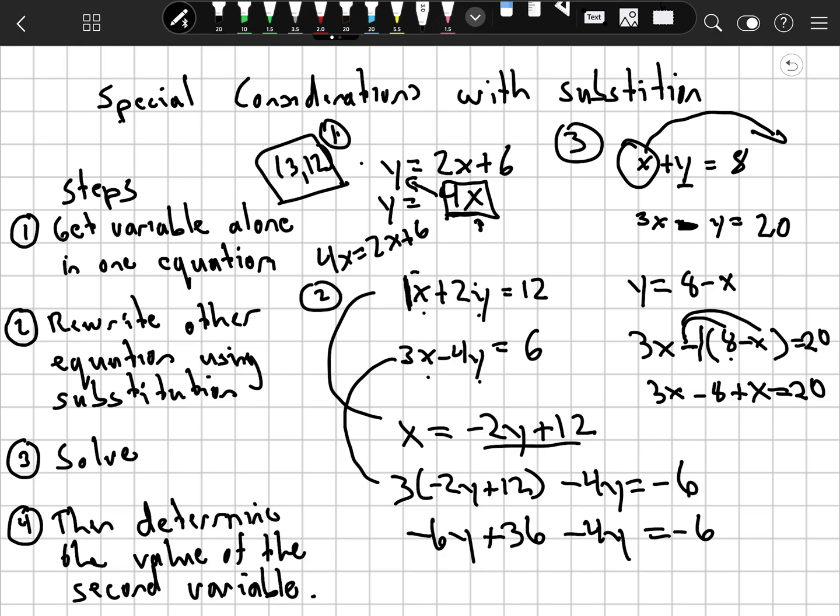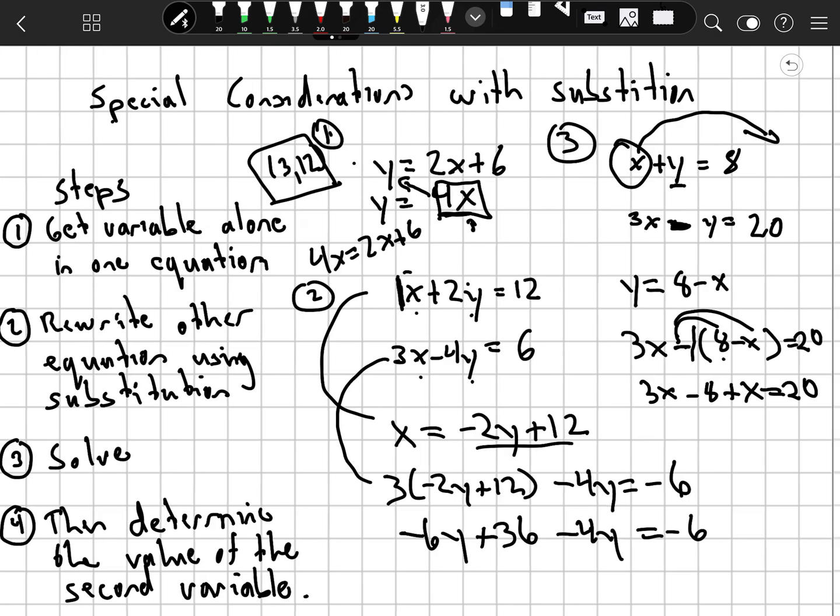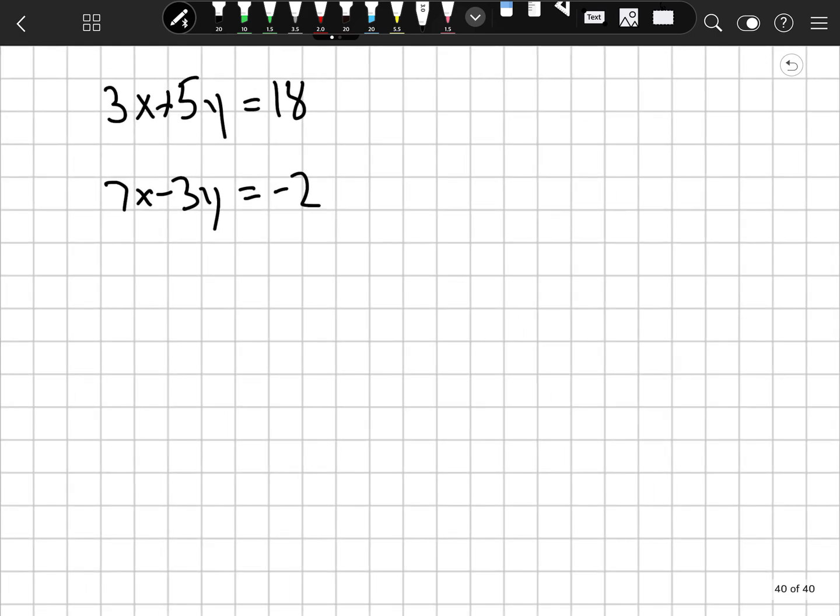So I just kind of wanted to get you started on those so you're familiar with maybe some things that will pop up. Let's look at one more. This one, 3x plus 5y equals 18, and 7x minus 3y equals negative 2. If I were to divide everything by 7, I get some really difficult fractions, or by 5, or even by 3. But it can be done. I wanted to show you that it can be done. You can work through it with fractions.